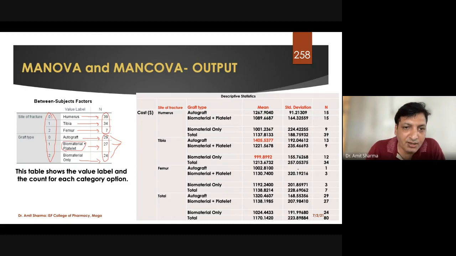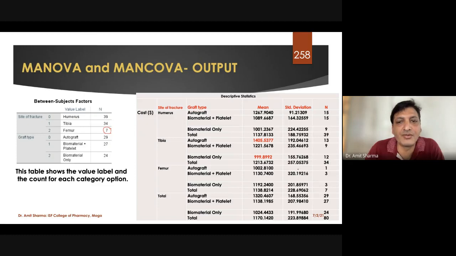But here you can find that one category is having 39 patients, the second one is having 34 patients, and only 7 patients are suffering from the fracture of femur. So that's why in this case we need the results of the test for homogeneity of the variance. If the test passes, that means these 7 patients are sufficient to conclude something. It is not going to affect the test results.